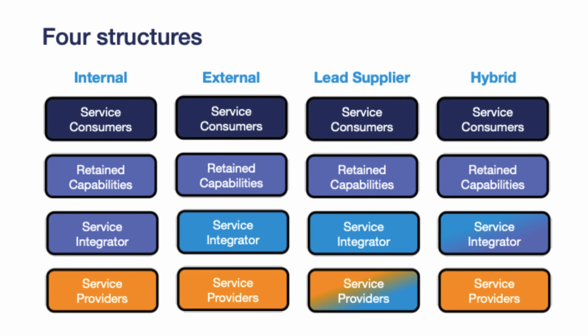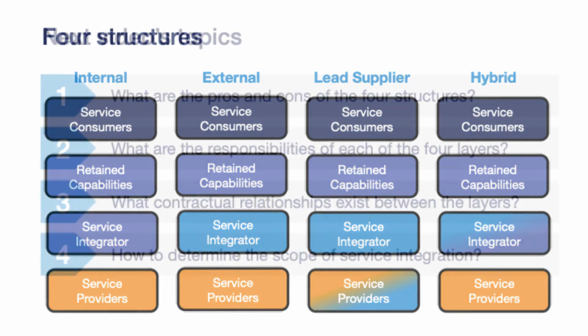Number 3 shows the lead supplier service integrator structure. You will contract one of your current or future service providers to additionally act as the service integrator. And finally, number 4 shows the hybrid service integrator structure. The role of the service integrator is partly carried out by an internal function and partly by an external organization. Each of these structures has pros and cons. Deciding on which structure suits your organization is part of defining your SIAM strategy.